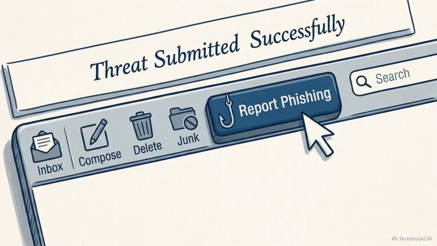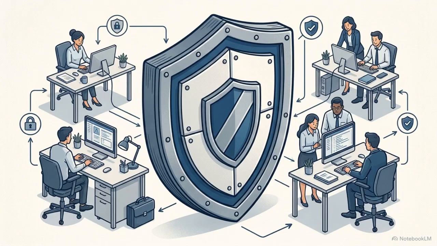This interface shows the proper mechanical action. Locate and utilize the dedicated Report Phishing tool built into your email client. Reporting triggers vital systemic mechanics. It alerts the cybersecurity team, immediately extracts identical threats from your colleagues' inboxes, and hardens global defense filters.